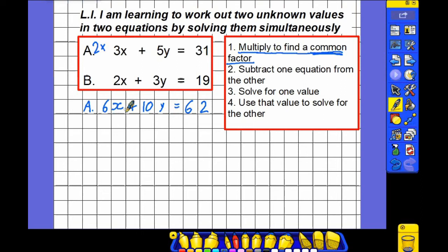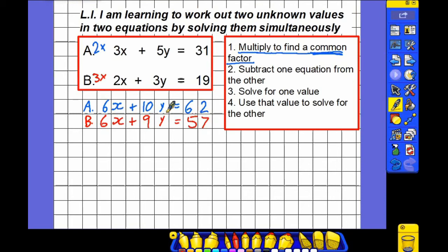Okay, so I've got 6x here. Now I need to get a 6x here as well. How do I turn 2x into 6x? Well, I'm going to times all of this by 3. So equation B here, we're going to end up with 6x plus, well, 3 times 3 is 9y, and that's going to give us an answer of 57 here.